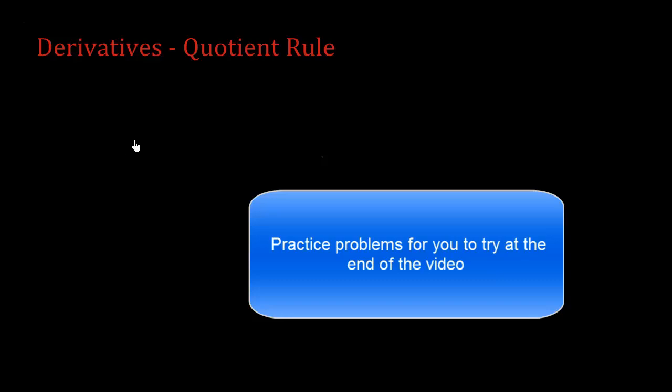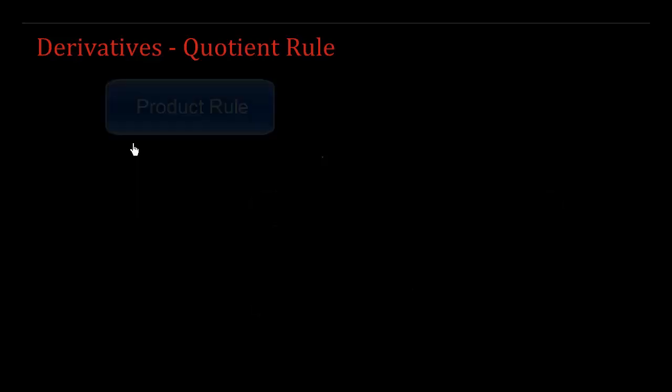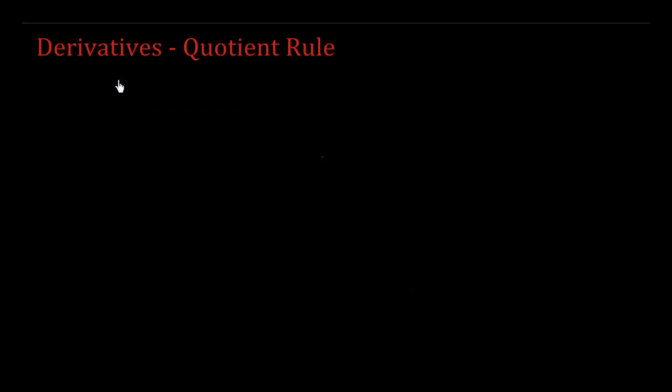Hello, we're back again with another video on derivatives. In this one, we are going to work on the quotient rule. And I just want to note right away that the quotient rule is just a variation of the product rule. So if you're not sure what the product rule is, go watch that video. I will show you the formula for the quotient rule, but just know that you can also use the product rule, and I can show you how to do that in another video.